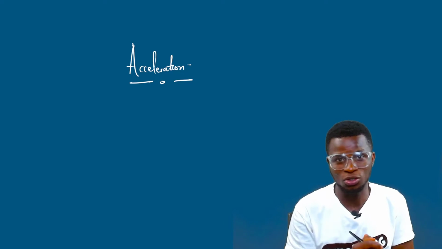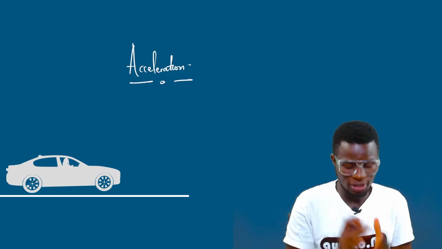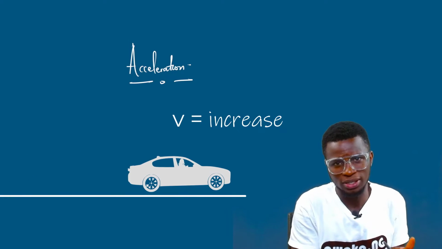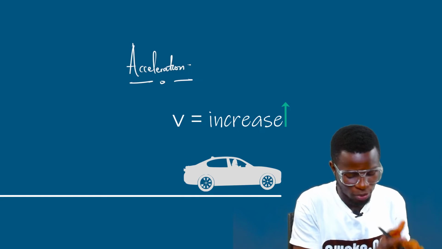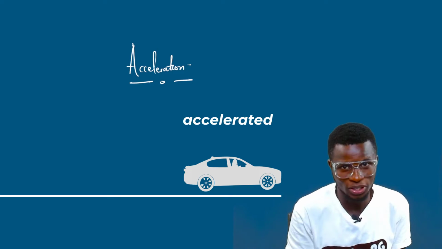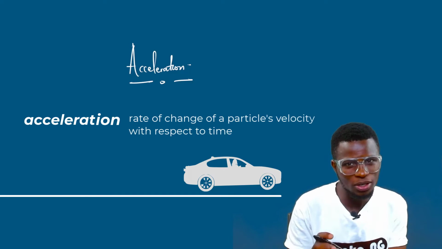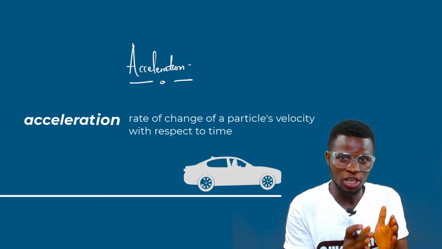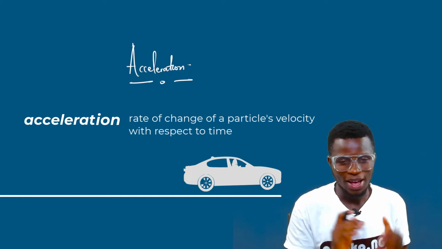Let me start by giving this illustration. When we consider a particular object that is in motion, and we realize that the velocity of that object increases, then we can say that the body is said to have accelerated. So, in layman's language, acceleration is the rate of change of a particle's velocity. That is, when the velocity of a particle changes with respect to time, then we say we have acceleration.